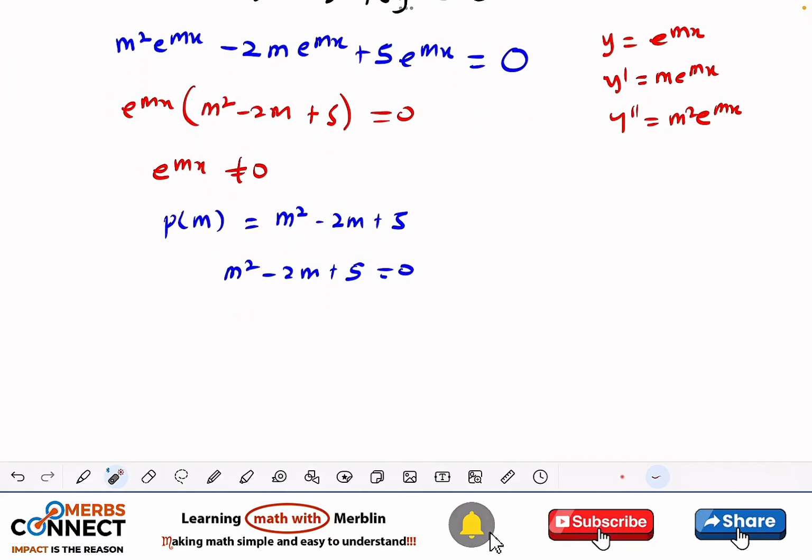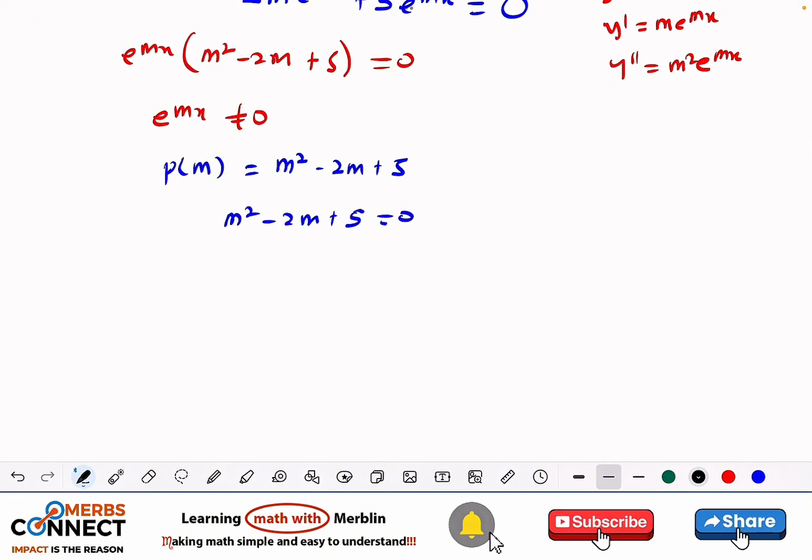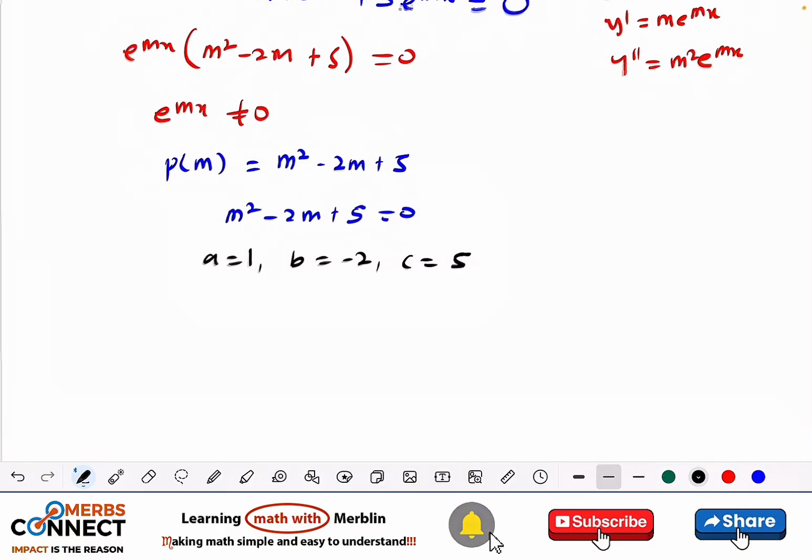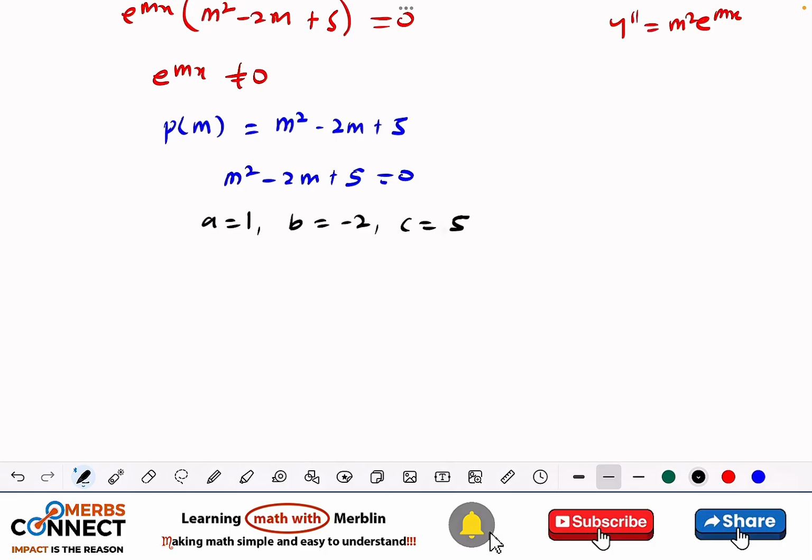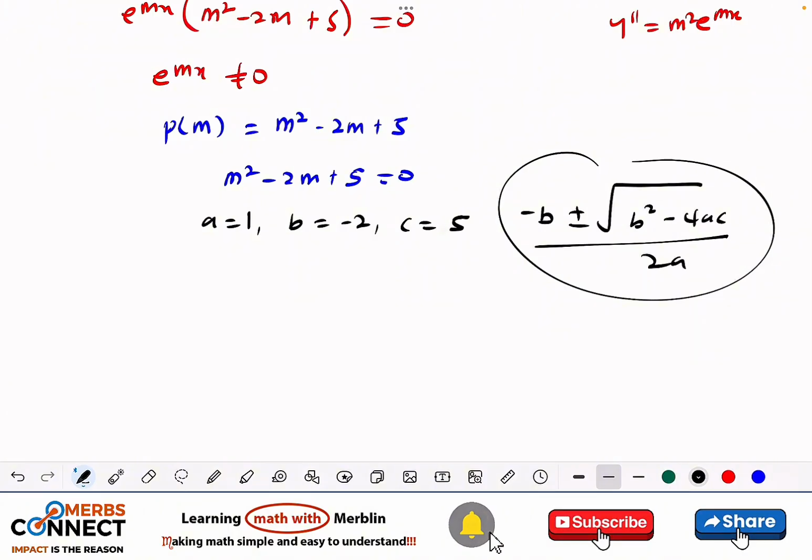Now I can see that this is basically going to give us a complex root because this is bigger than this. And when I square this and multiply this one by 5, it's going to be negative. So I need to use my quadratic formula, otherwise I cannot solve it. So a is 1, b is minus 2, and c is 5. So we know that the quadratic formula is of the form minus b plus or minus square root of b squared minus 4ac divided by 2a. So this is the quadratic formula.